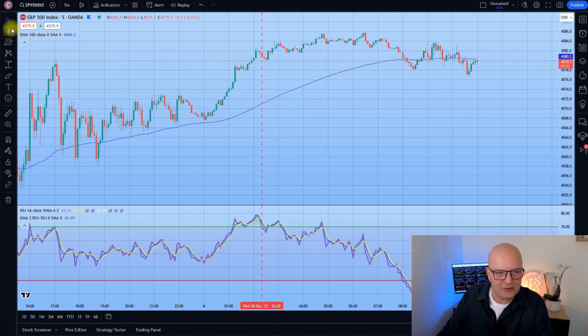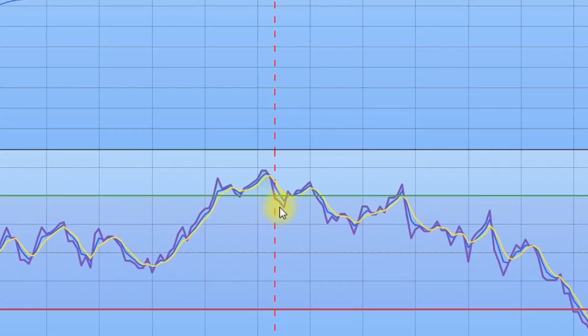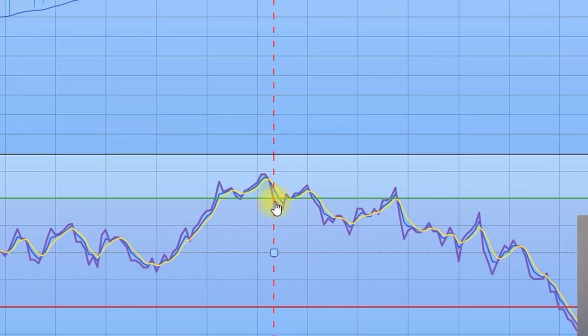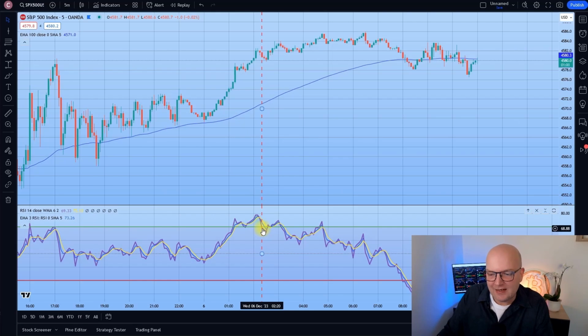The second thing we want to check for is, once this RSI signal triggers, I'd call this the RSI hook, we want to see that the moving averages plus the RSI are still above 70 for the short signal. You can see this was not the case here. When the signal triggered, the RSI was actually under 70, at around 69. So in this case, I would not have traded this signal.